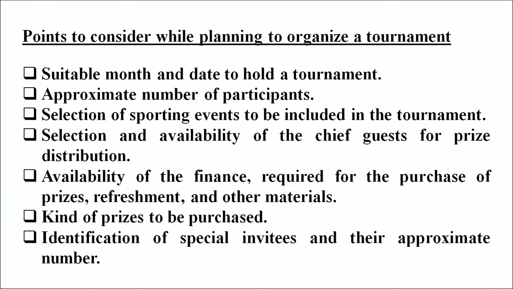When we plan a tournament, we have to look for the suitable month and date to hold it. The approximate number of participants is the second point of consideration. The third is the selection of sporting events we plan to include in that tournament. Then comes the selection and availability of the chief guest for prize distribution. We have to decide whom to invite as chief guest. Next are the availability of finance required for the purchase of prizes, refreshments and other required materials, the kind of prizes to be purchased, and the identification of special invitees and their approximate number.